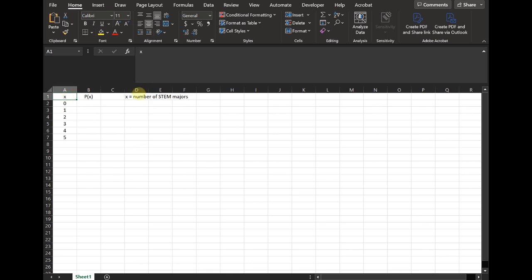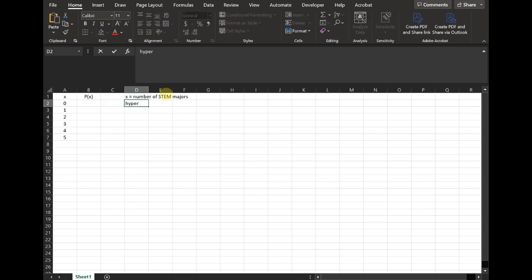I have my X, so my X is going to be my number of STEM majors. Remember, we're picking 5 students in total, so I need my probabilities to go from 0 to 5. But X is going to be the number of STEM majors that I choose. And so now what I need to do is calculate my P of X. And so I want to make one draggable formula.